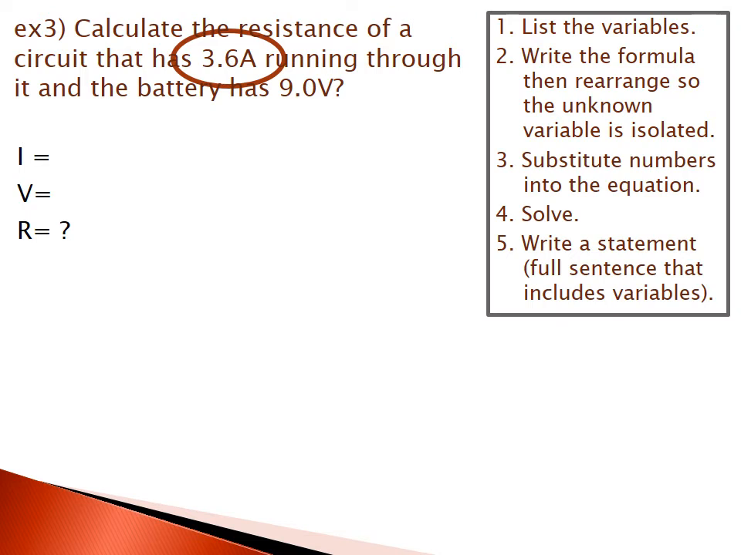It says 3.6 amps, and we know that current is measured in amps, and the symbol for current is an I. So next to I will write 3.6 A. And we are told that the battery is 9.0 volts. So next to V, voltage, I will put 9.0 volts.